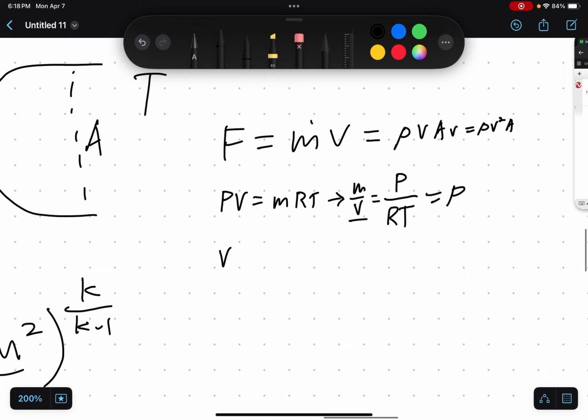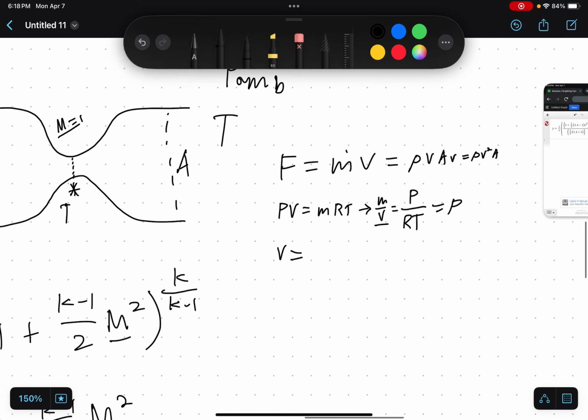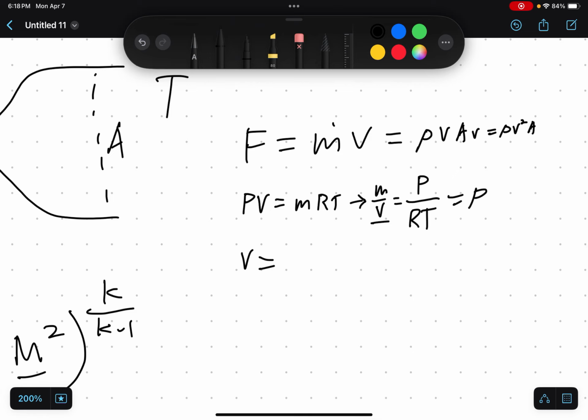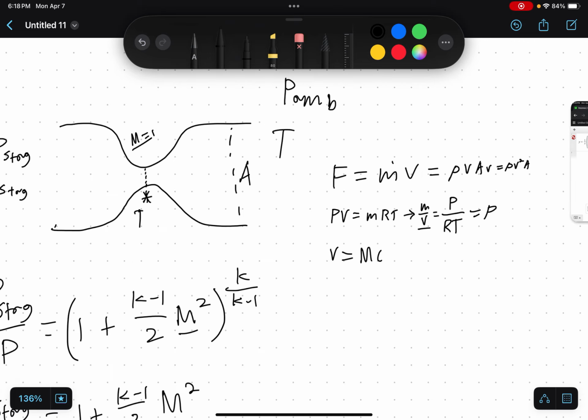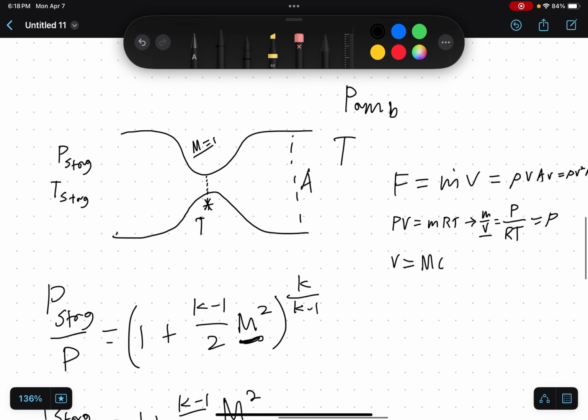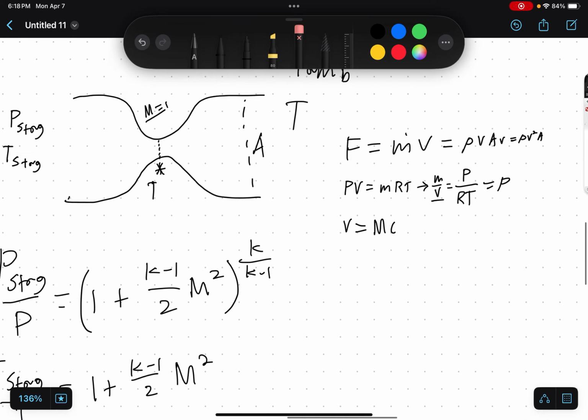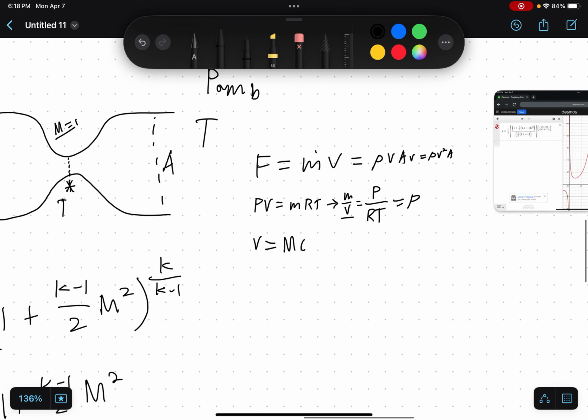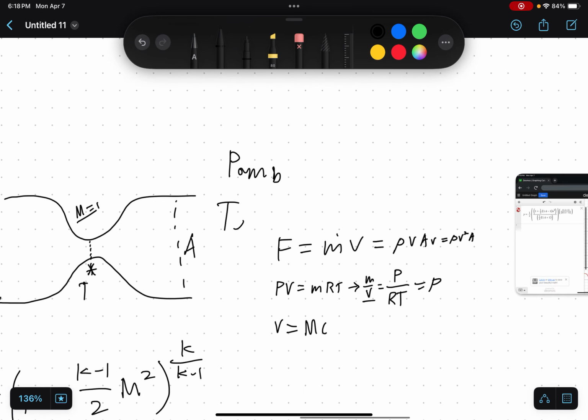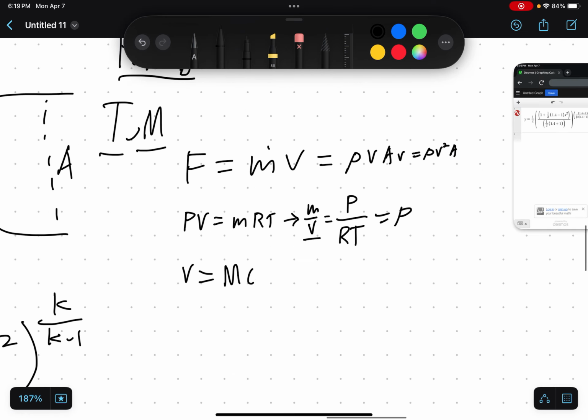How do you get velocity? It's straightforward, but not in the way you think. So the velocity is the Mach number times the speed of sound, which makes sense. And you know the Mach number, because you calculated it back here, and you plugged it into the temperature. You know pressure, and you know temperature, and you know Mach. So you know the Mach number.